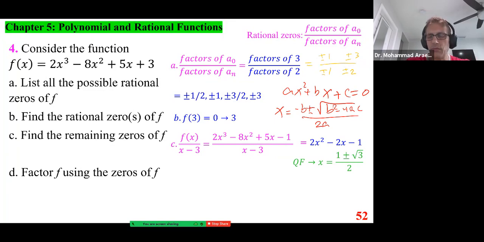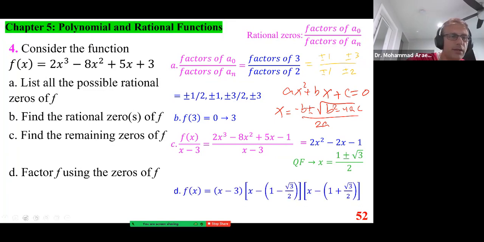And so we can write them in the following manner. The first one was x minus 3, then this one x minus (1 minus square root of 3) over 2, x minus (1 plus square root of 3) over 2. Pay attention to the way we write it.